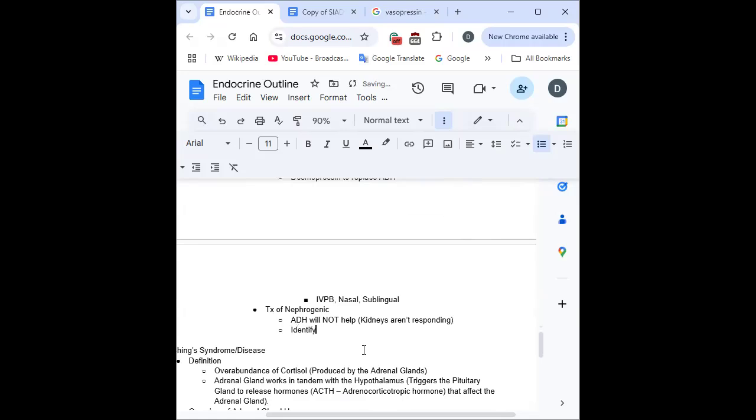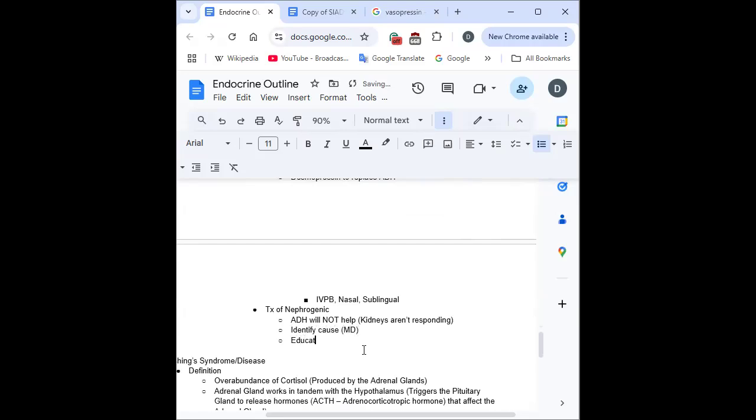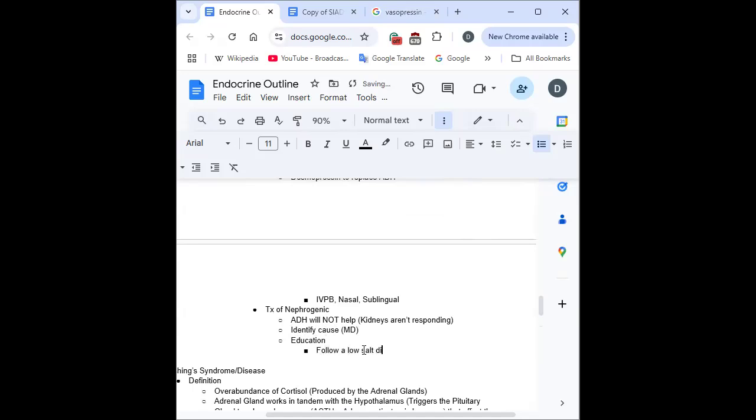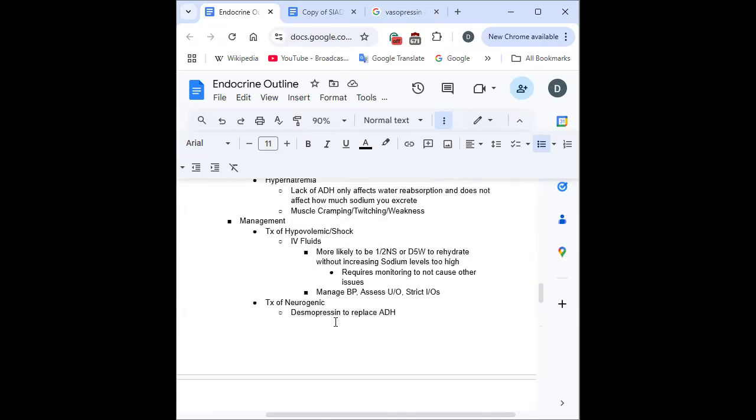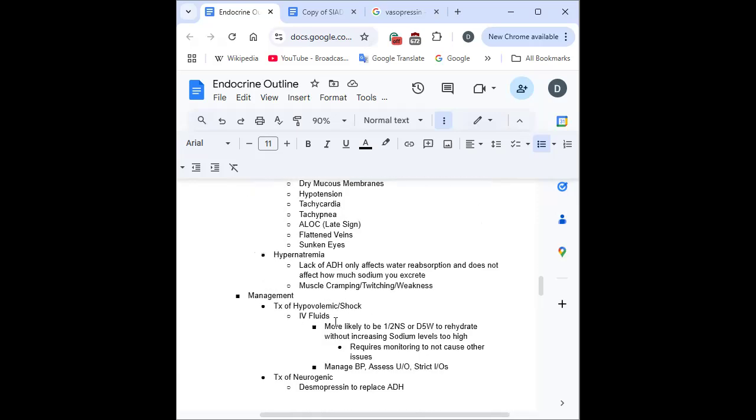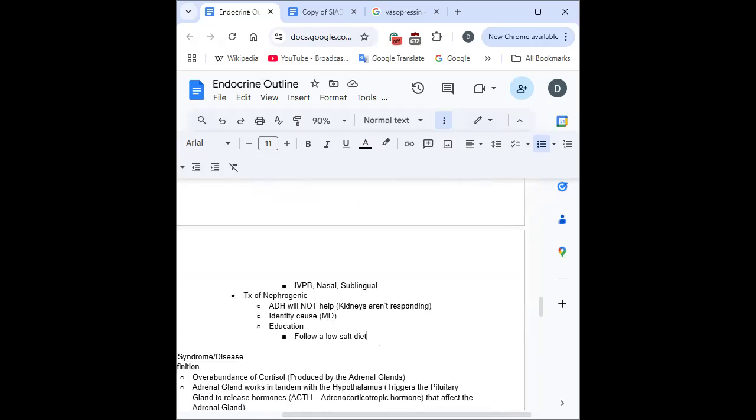So here is when it gets more complicated, and thankfully that's probably more the doctors. Probably not you. It'd be more about your education. So following a low salt diet is what's going to be effective here, just to manage the hypernatremia. And there's really not much else you can do.